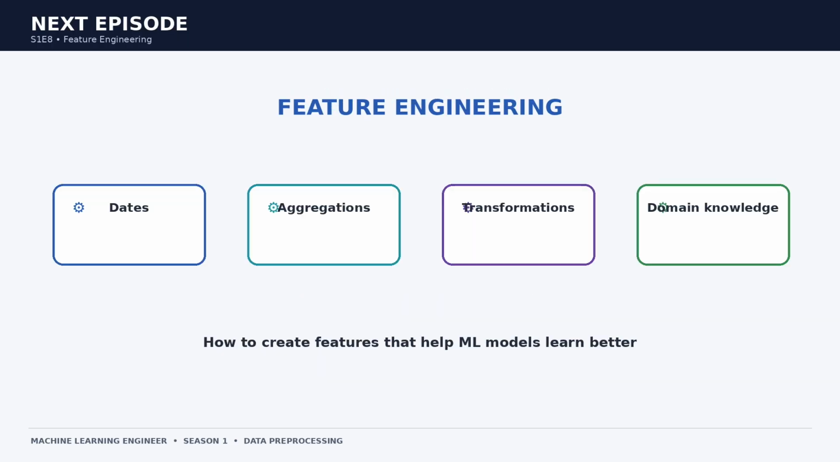We have now taken our raw data and learned how to clean and transform it. But there is another major question. Can we create better inputs for the model ourselves? That's exactly what we will explore in the next episode, feature engineering. We will learn how experienced ML engineers turn raw information into features that can make machine learning models significantly more useful. I will see you in season 1, episode 8.